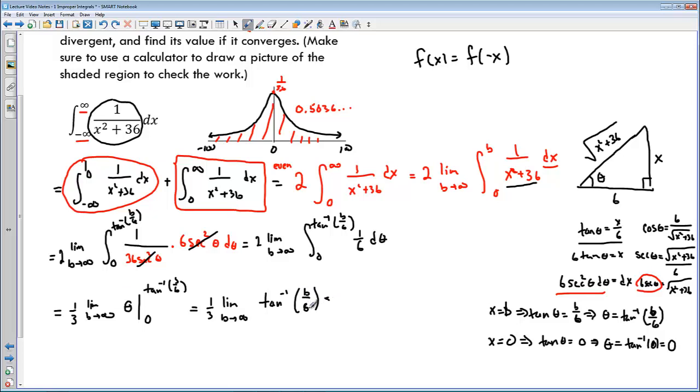And that's great, because now you're going to plug in infinity. And so what do you get? You get 1/3, and we'll interpret tan inverse of infinity over 6, which is just like infinity. And so we did this limit at the beginning when we were reviewing some limit stuff. And we found that that right here was pi over 2. And so this is going to be 1/3 times pi over 2, which of course is equal to pi over 6.